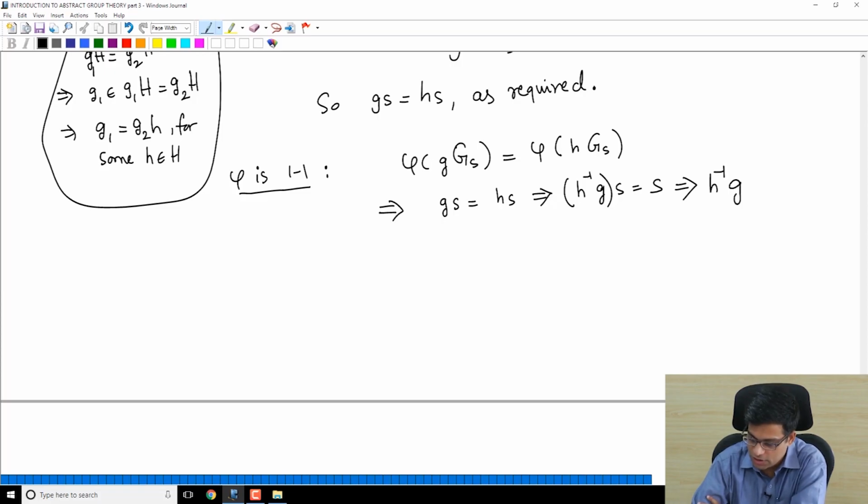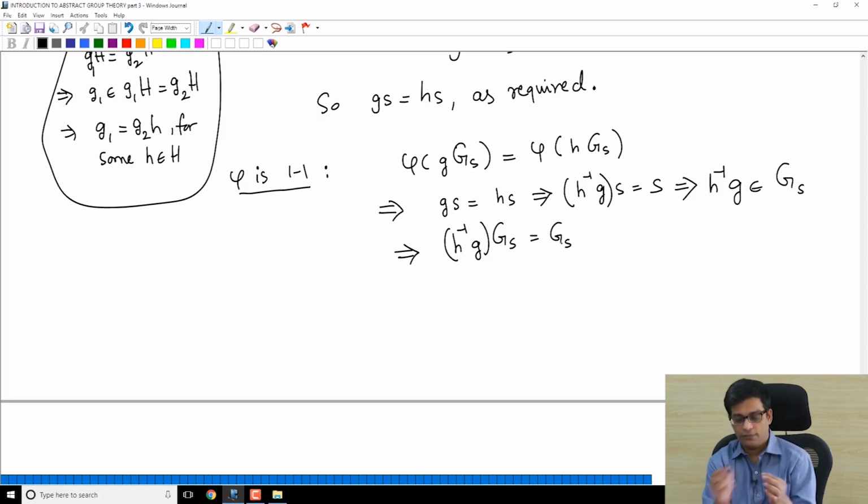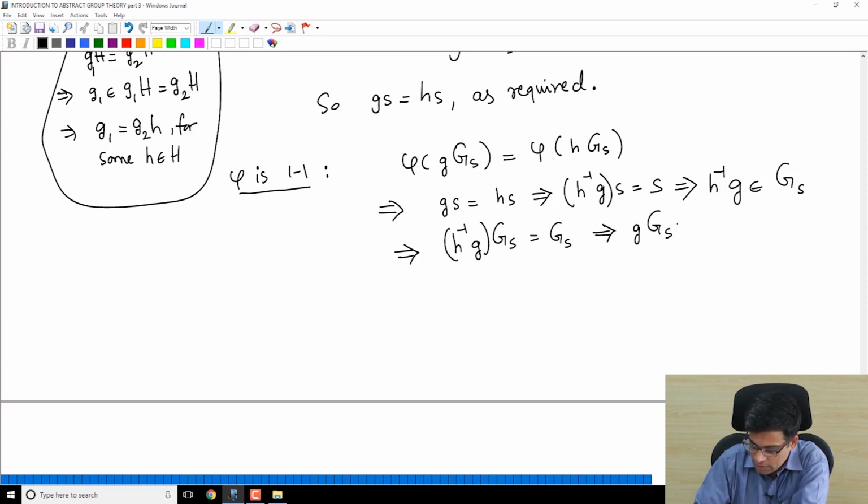But this means h inverse g fixes S. So it is in the stabilizer of S. So h inverse g is in the stabilizer of S. But h inverse g is in GS. So h inverse g times GS equals GS. Remember that if you have an element in the group, the left coset determined by that element is the identity left coset. So h inverse g GS is equal to GS. But this means gGS equals hGS, right?